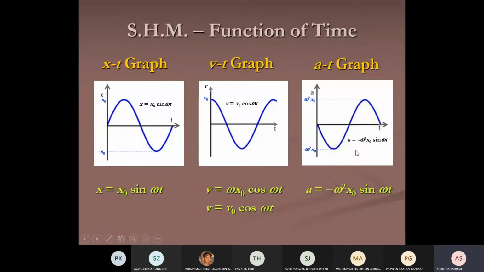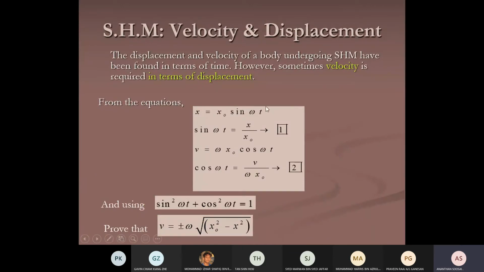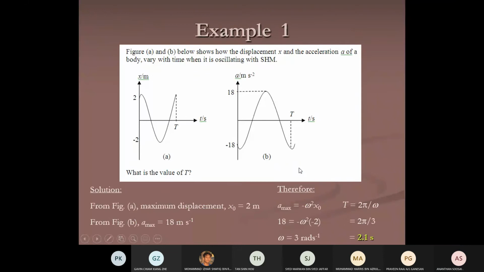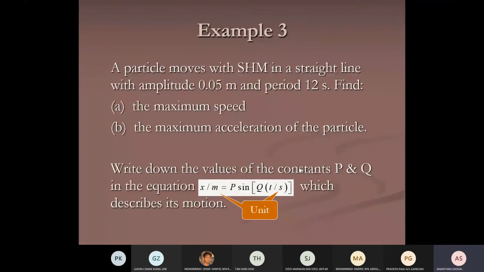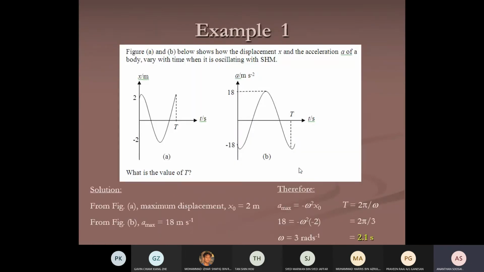So this is the graph against time. I skip this first. This is another way of finding the velocity formula. The derivation is not required in your exam. You don't need to know how to derive, but you need to know how to use the formula. v equals omega times the square root of x naught squared minus x squared. Then this is the formula for v. Let's skip this first. And finally, there's the acceleration formula, which I derived just now.